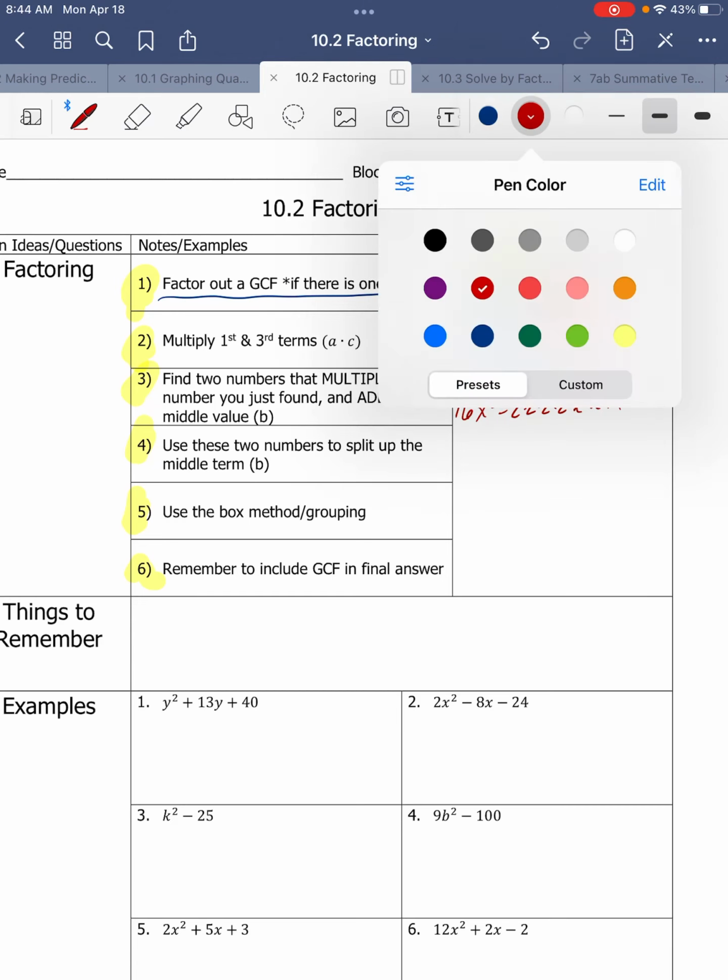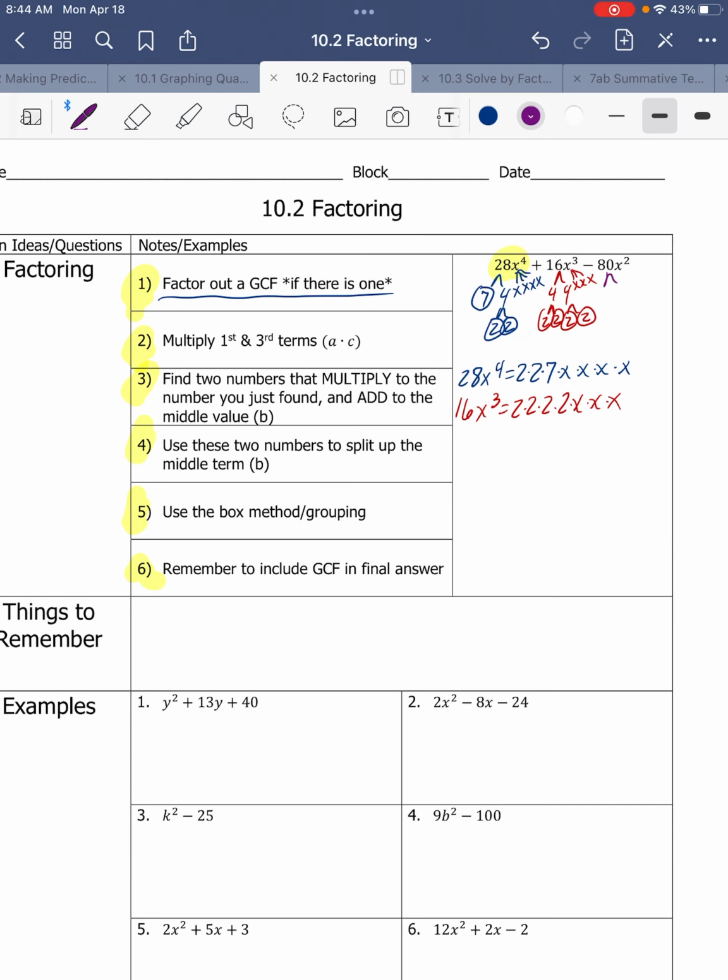And then let's break down 80. 80 is 8 and 10. It does not matter how you break these down. The cool thing about prime factors is that no matter what numbers you choose, in the end it'll always break down to the exact same prime numbers. So 80x squared is four 2's, a 5, and 2 x's.